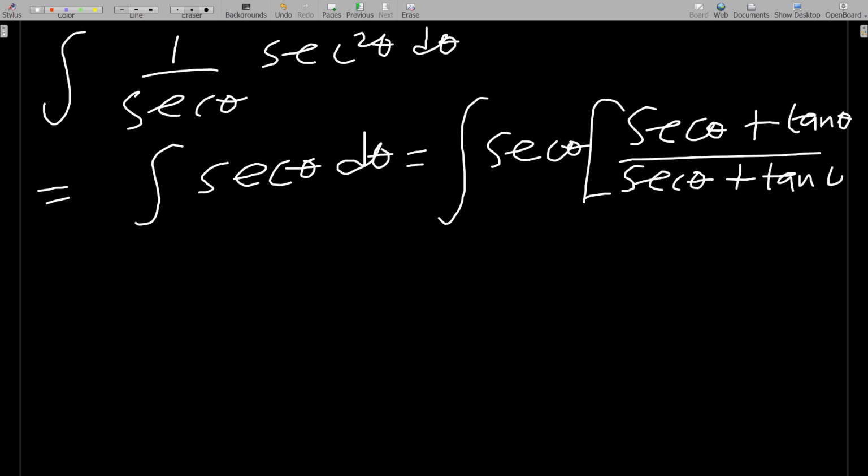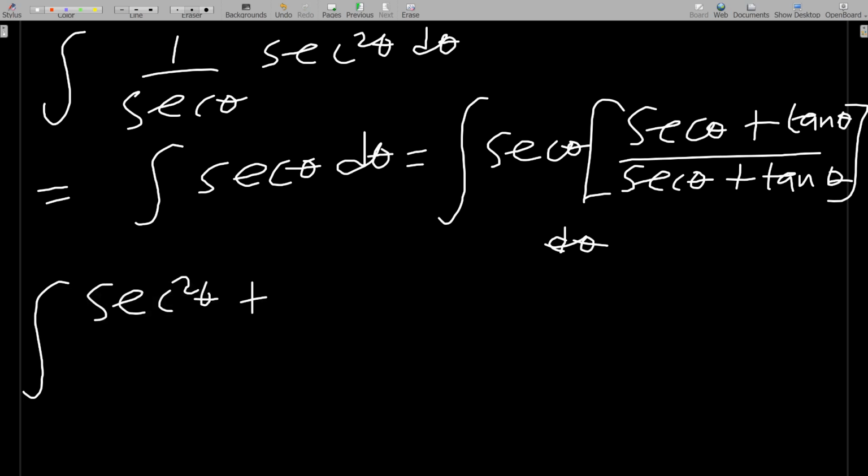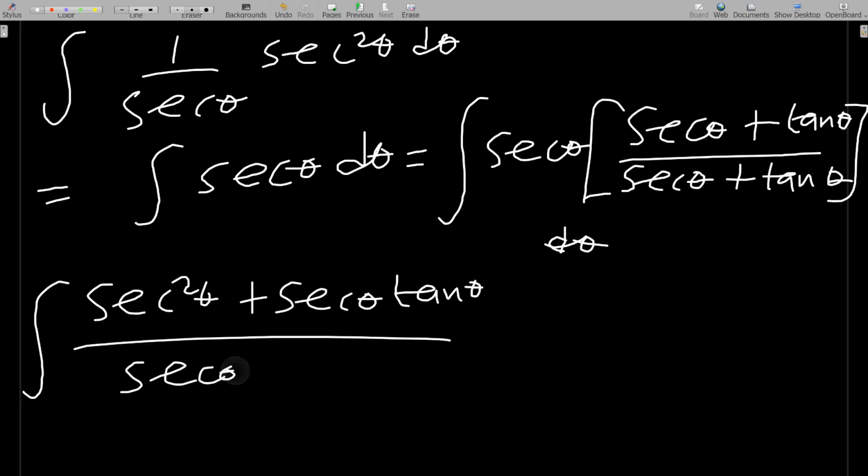At the end, this is 1, and it doesn't change anything. It does not change anything. When you cancel them, it gives you back the question. But I don't want to cancel. One will multiply through sec theta through the numerator, and you have the integral of sec squared theta plus sec theta tan theta over sec theta plus tan theta d theta.